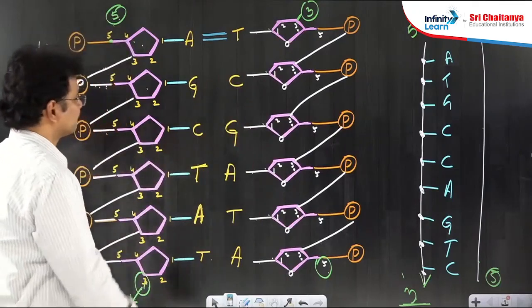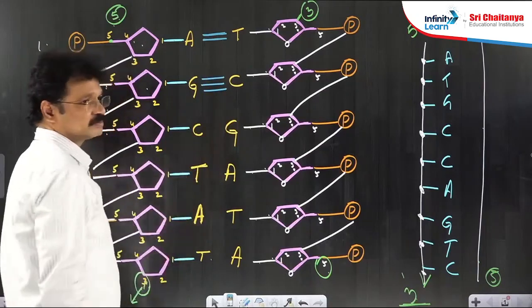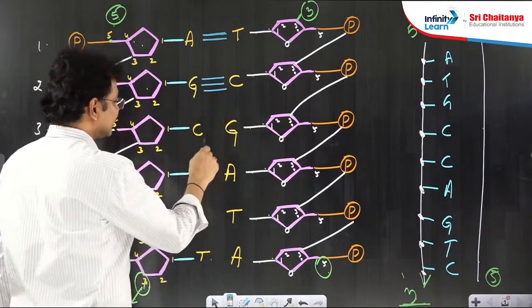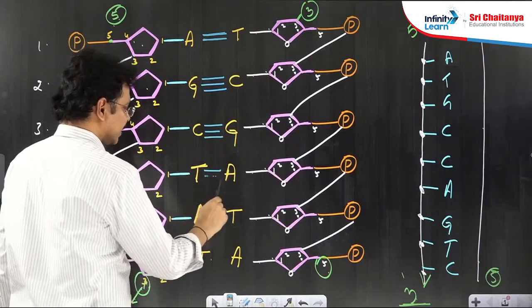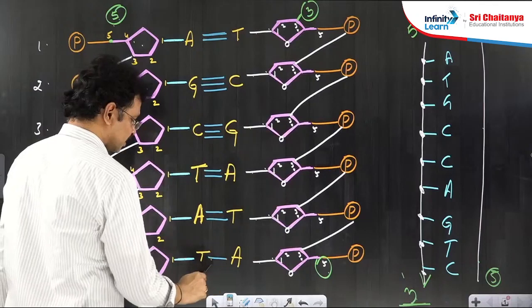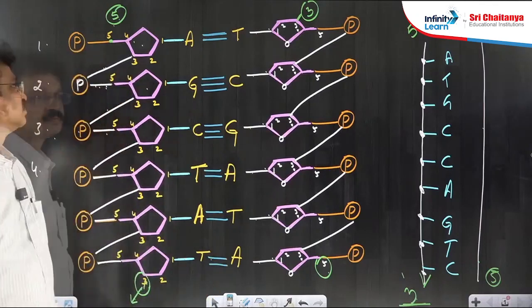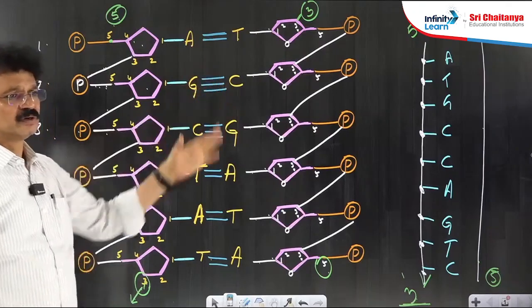Between G and C, a triple bond is there, a triple hydrogen bond. Even CG also, triple bond. TA, double bond. AT, double bond. Yes, between A and T, double hydrogen bond; between G and C, triple hydrogen bond.